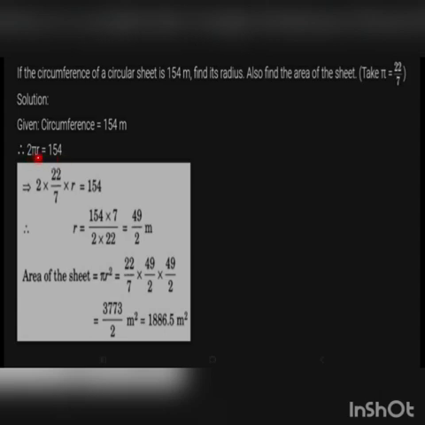Now solving for r. Here they have asked you to take pi as 22 by 7. So 2 into 22 by 7 into r is equal to 154. Now solving, taking this 7 over here, 7 comes in multiplication and 2 and 22 will go down. So r is equal to 154 into 7 by 2 into 22, cancelling all, the balance we have 49 by 2. That is r, we have 49 by 2. Now what do we have to find? We have to find the area.